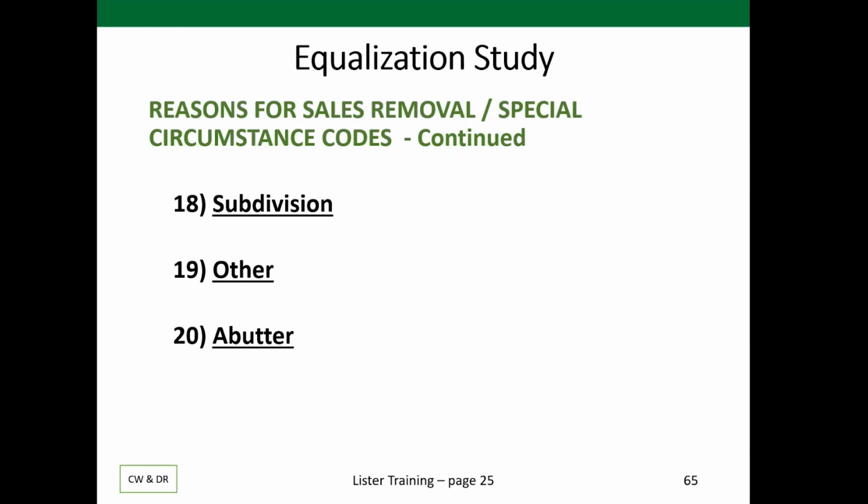I know that's a very short and not so sweet explanation. I hope that answers the question, but we will never include an abutter sale in the equalization study if we are aware that they owned the property next door, regardless of what they bought it for.